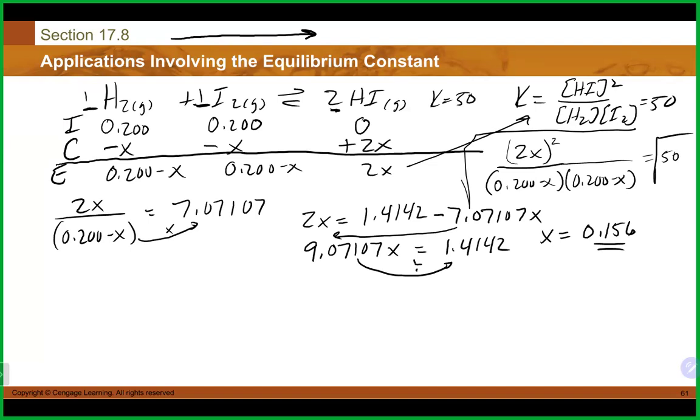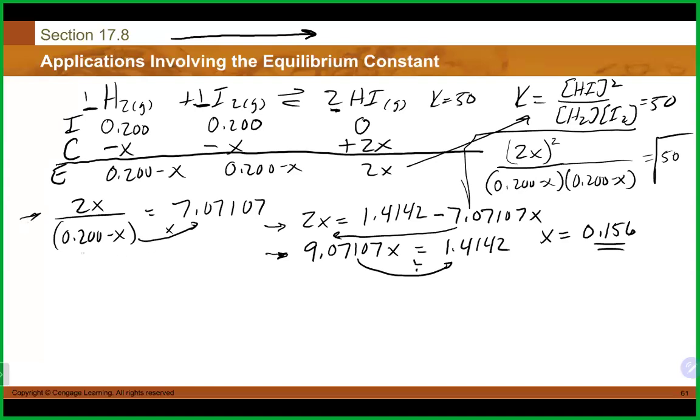Yeah. When you're multiplying the 0.2 minus x, how are you substituting the x in a calculator? Are you talking about this step here? No, the one... This step here? No. This step here? Yeah.